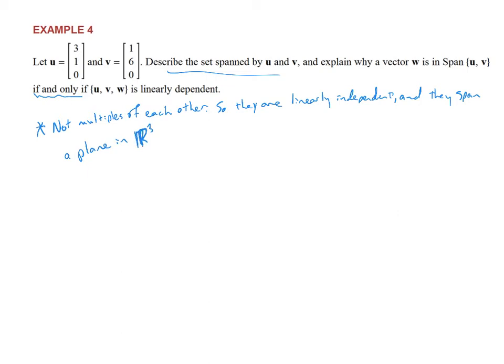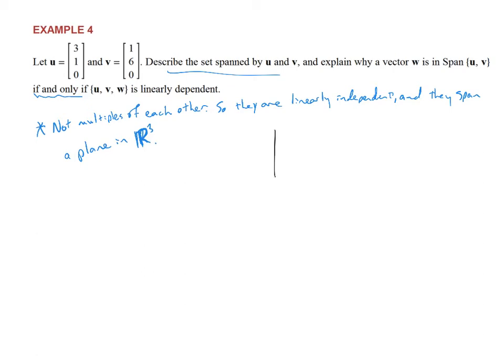Okay, how do I know that? They exist in 3 dimensions because they have 3 entries. One vector, the span of that is a line in R3. 2 vectors, as long as they don't scale each other, the span of that is a plane in R3. 3 vectors that are linearly independent would generate all of R3. So that's the answer to the first part: that set spans a plane in R3.